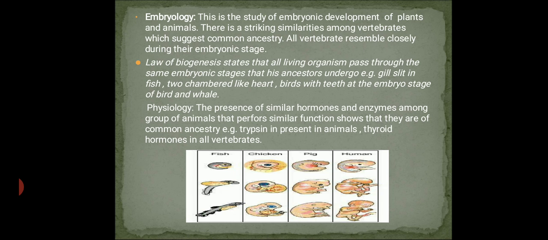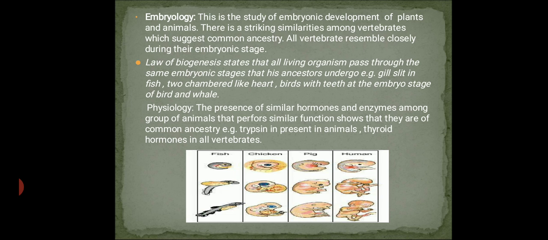All living vertebrates undergo the same embryonic stages that their ancestors underwent. That is what is called the law of biogenesis. It states that all living organisms pass through the same embryonic stages that their ancestors underwent, such as gill slits in fish, in all vertebrates, or presence of notochord in all vertebrates, which shows that we all evolved from the same common ancestor. The third evidence of organic evolution is physiology.